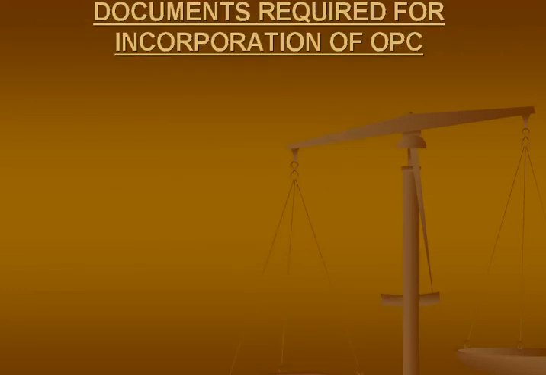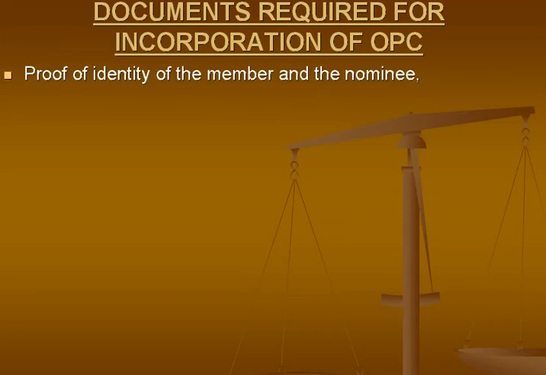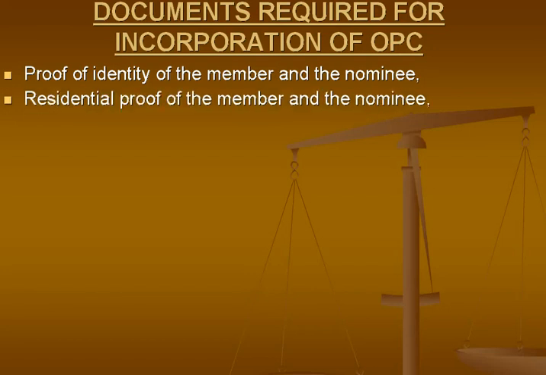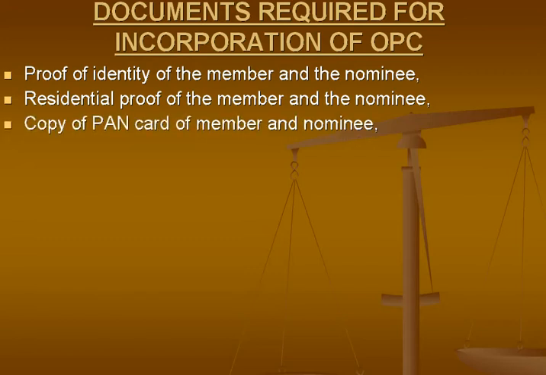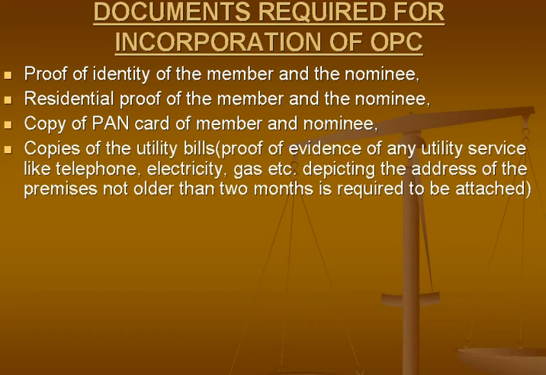Now, what are the documents required for incorporation of OPC? These are the requirements. First, proof of identity of the member and the nominee. Residential proof of the member and the nominee. Copy of PAN card of member and nominee. Copies of the utility bills, that is, evidence of any utility service like telephone, electricity, gas, etc., depicting the address of the premises, not older than 2 months, is required to be attached.